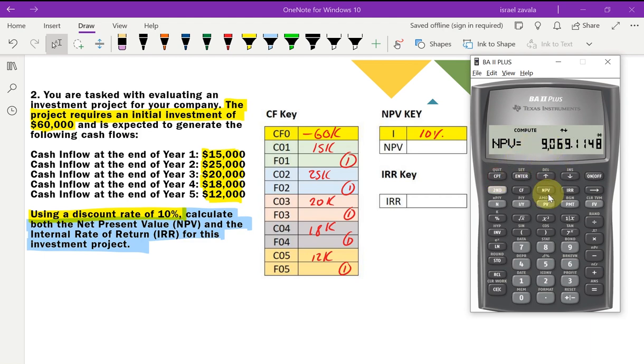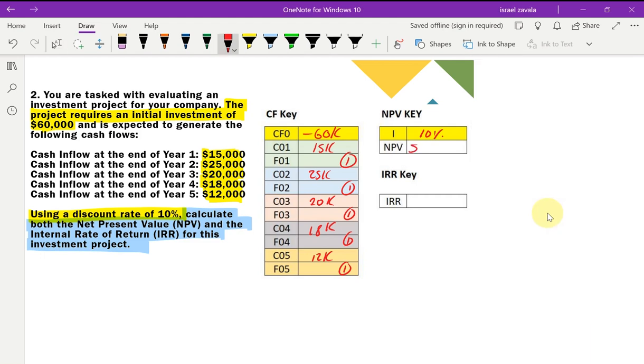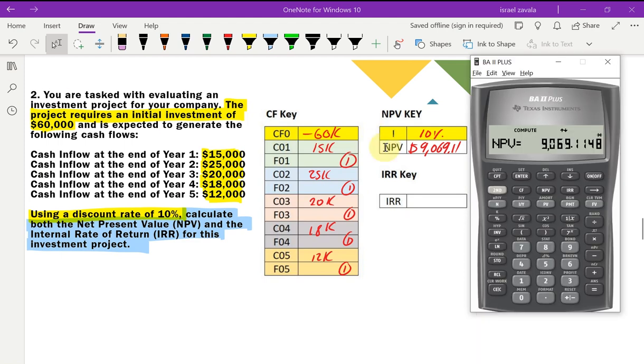So the net present value is $9,069.11. All right, so we have a positive NPV. That's important. You can have a negative NPV. That's not something we're going to talk about here, but you can have it. So let's go to internal rate of return.